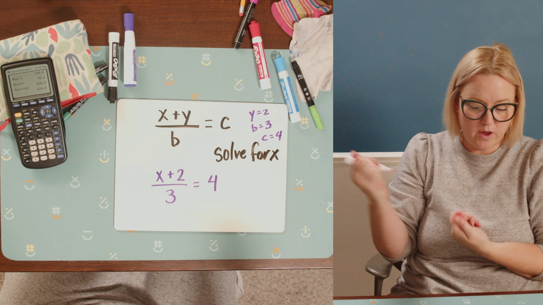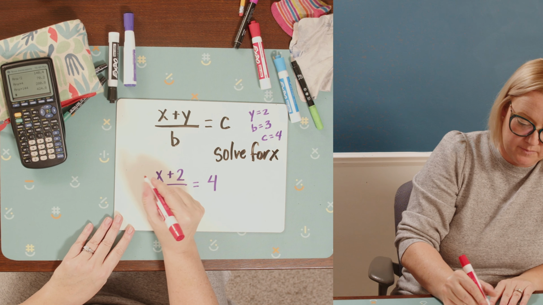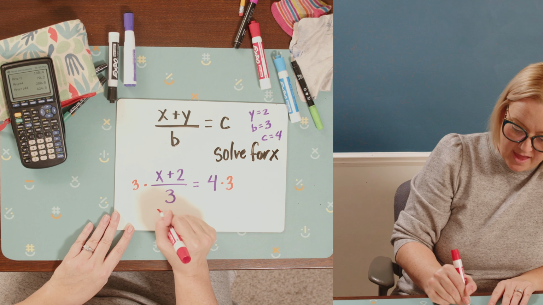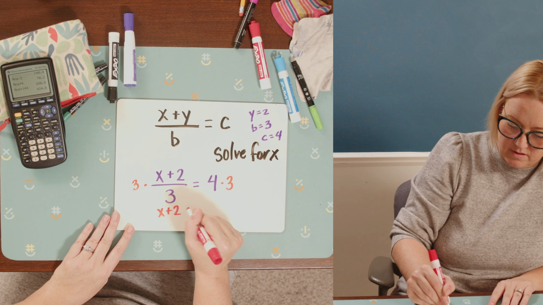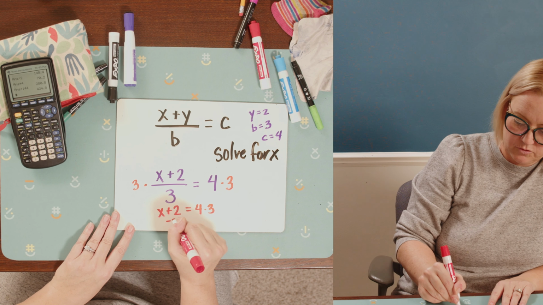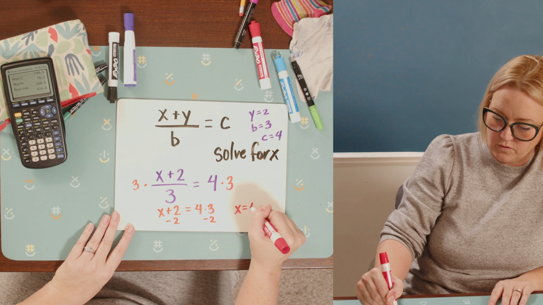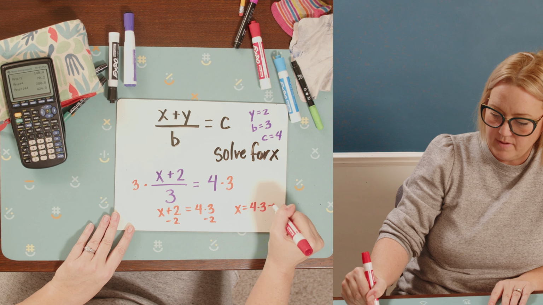Well, the first thing we would want to do is get rid of that fraction, right? So we would multiply both sides by 3. So then we have x plus 2 equals 4 times 3. And then I would subtract 2 from both sides. And I would have x equals 4 times 3 minus 2.